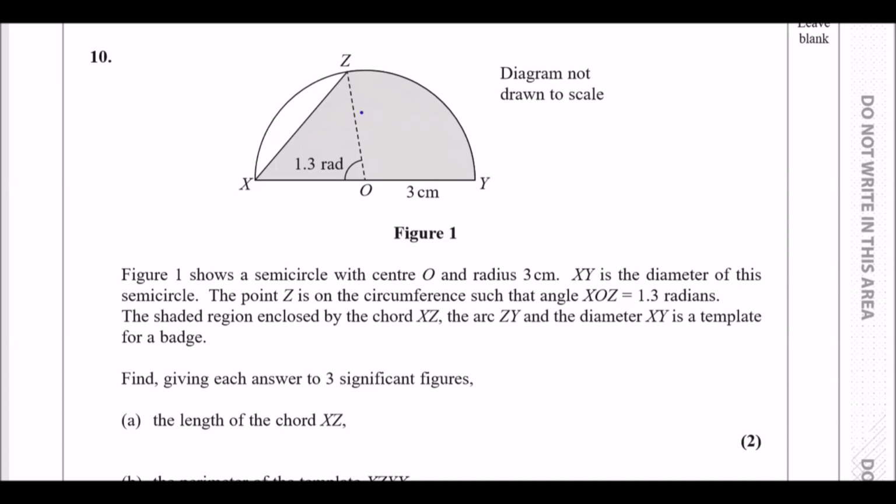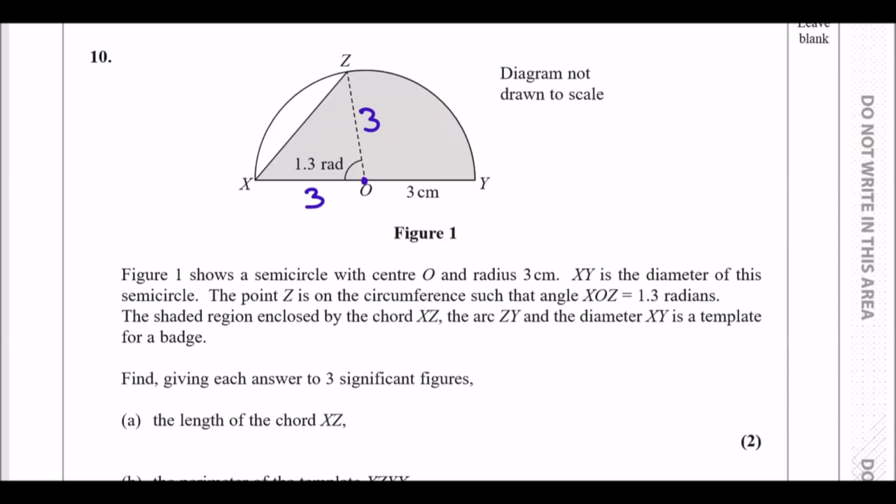So here we go. Let's start with number 10. Figure 1 shows a semicircle with center O and radius 3. If you have a center O and you know the radius, this means every straight line coming off it must have the same radius of 3. So this will be 3 and then this line will also be 3.